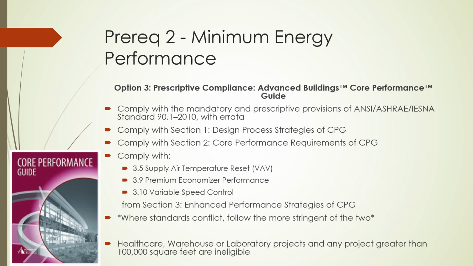There is a third option, but healthcare, warehouses, laboratory projects, or projects greater than 100,000 square feet are ineligible. This option requires prescriptive compliance with the Advanced Buildings Core Performance Guide. You must comply with Section 1, Section 2, and Sections 3.5, 3.9, and 3.10. And if any of these standards conflict between any of these sections or between the Standard 90.1-2010, you need to follow the more stringent of the two.